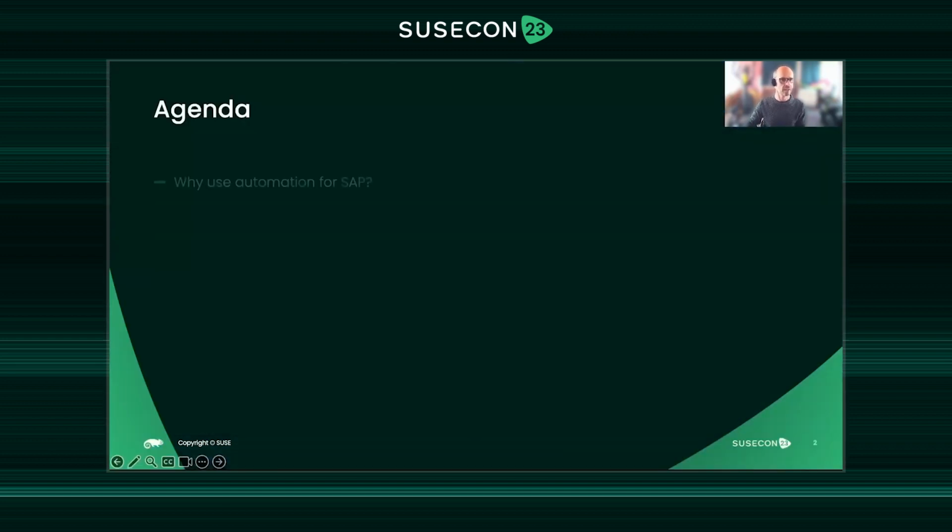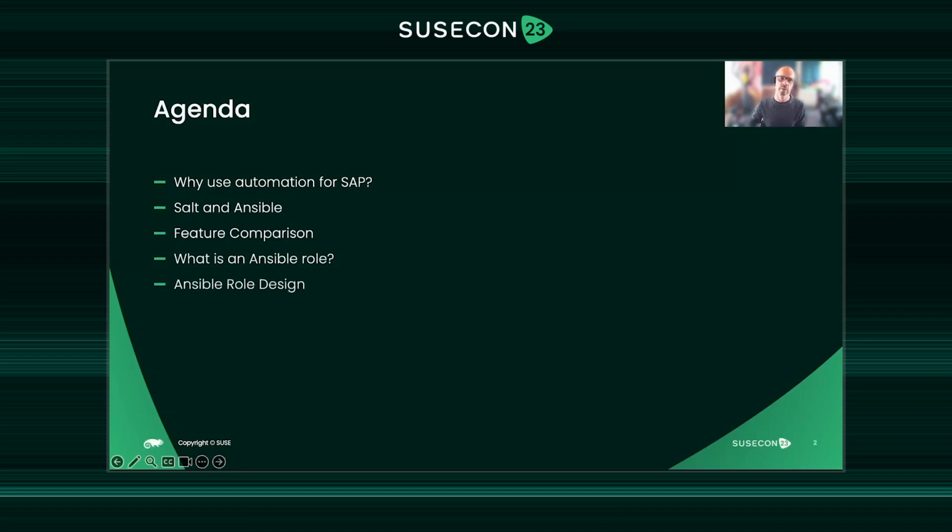If we have a quick look at our agenda today, we'll be looking at why to use automation for SAP. We'll be looking at our available technologies, which are Salt and Ansible. We'll do a quick feature comparison of those two technologies. We'll dig into what an Ansible role is and the way that we've designed our Ansible roles for SAP. And then we'll go to a quick recap at the end.